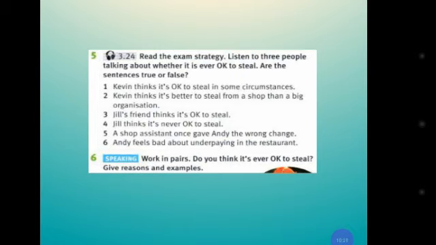Okay, what are we going to do? Yes, of course we are going to do exercise 5. It is a listening task. And before listening, you should first read the statements. And then you will listen. Are you ready for the listening? Okay, I guess you are ready.